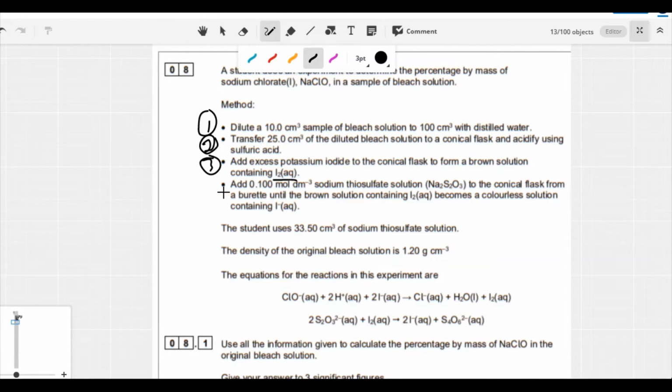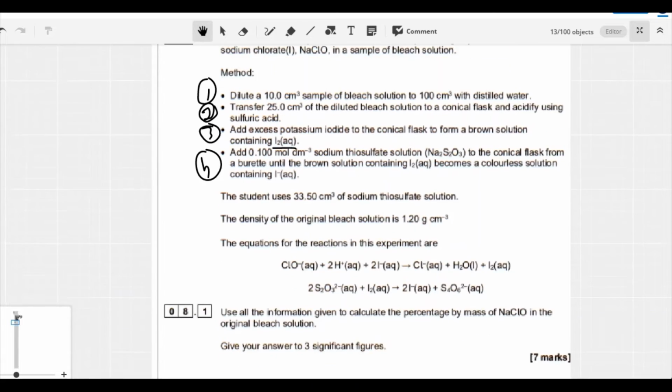Now the fourth step is to add 0.10 mol per dm³ sodium thiosulfate solution, the formula is given, to the conical flask from a burette until the brown solution containing I2 becomes a colorless solution containing I⁻, the iodide ion. So that is your fourth step. Now the student uses 33.50 cm³ of sodium thiosulfate solution, the density of the bleach is given, and the equation is also given.